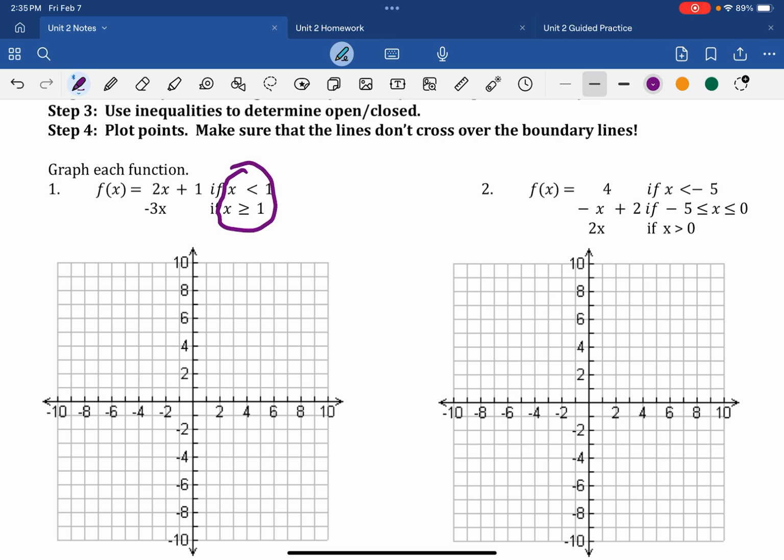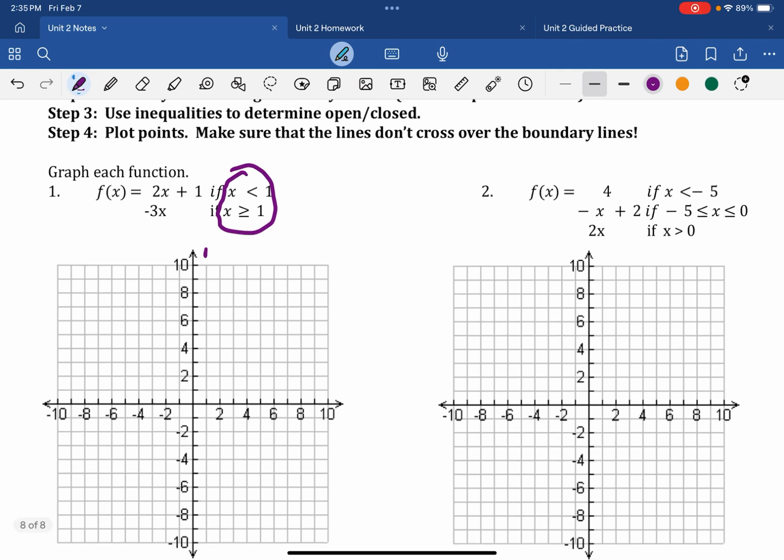It's going to give us a stipulation saying, hey, all the x's are going to be less than some number or greater than some number. So right here, both of these are happening at 1. So I'm going to have a boundary line that occurs when x is 1. And what this does is it helps guide where I'm going to put my graph.